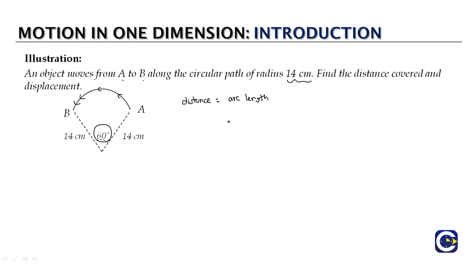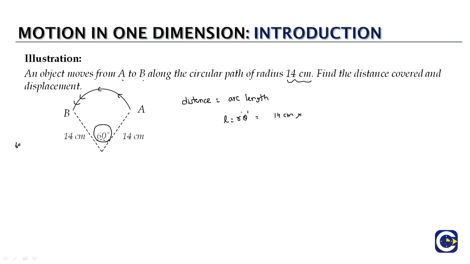We have a formula for the arc length. In a circle, the length of the arc will be equal to r times theta, where r represents the radius and theta is the angle made by the arc at the center of the circle in radians. Here the value of the radius is 14 centimeters, and theta is given as 60 degrees.